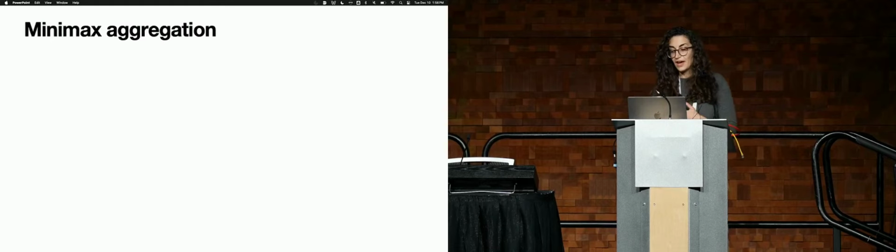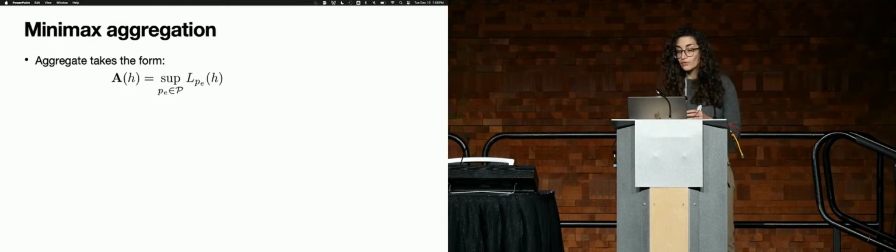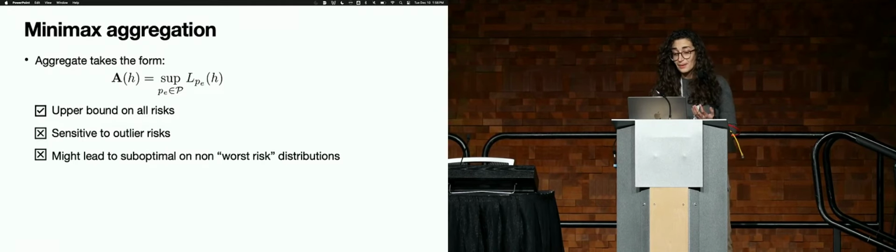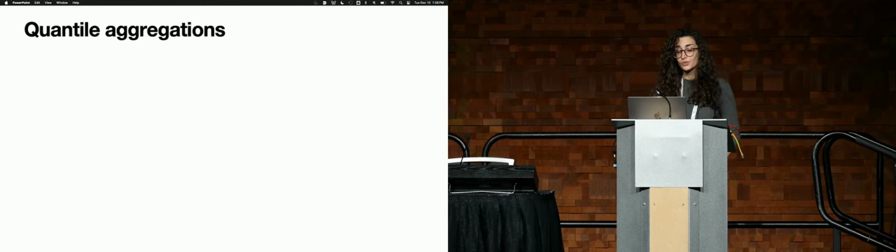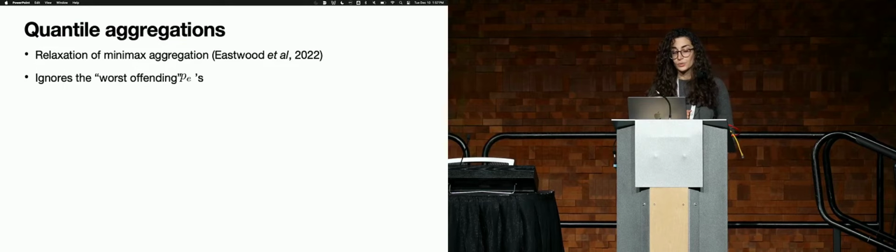I'll go through three types of aggregation. The first type here is the minimax aggregation, which aggregates the risk by looking at the loss over the worst performing distribution. The nice thing about this is that it gives us an upper bound on all the risks in our coupling, but in minimizing the worst risk, this aggregation might become very sensitive to outlying distributions. Another way of thinking about this is that it might lead to suboptimal performance on distributions that are not worst case, they're not the worst risk distributions. One example of this type of aggregation was used by Madry and collaborators in order to induce robustness to adversarial shifts.